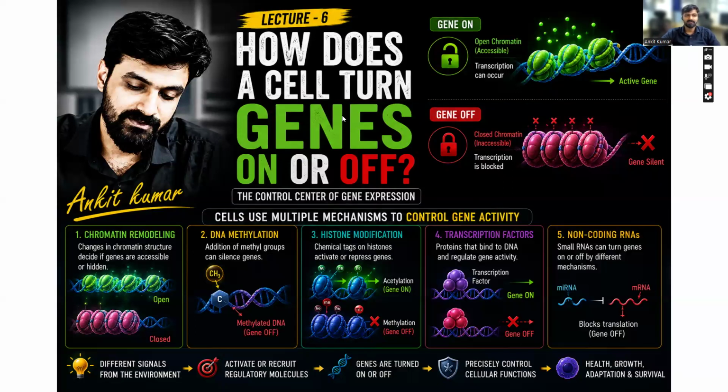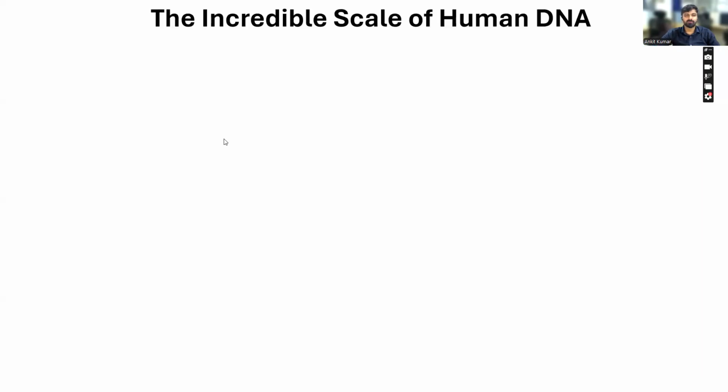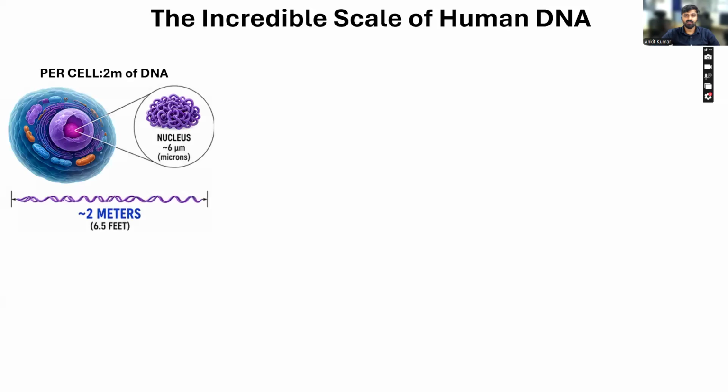So without wasting our time, let's try to understand. First, we need to understand the DNA, which is one of the fundamental units of the cell, responsible for storing the genetic information. Here we are going to understand the incredible length scale of the DNA. The length of human DNA is 2 meters if I'm talking about one DNA, and the diameter of the nucleus is only 6 microns.